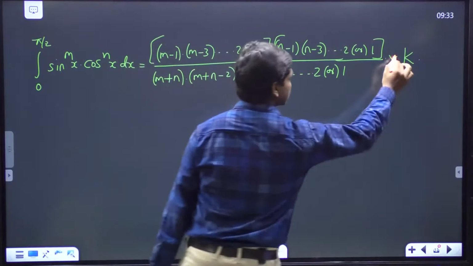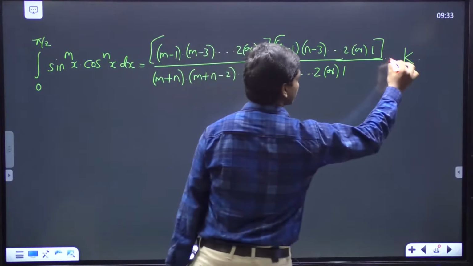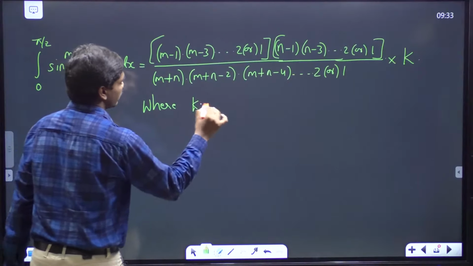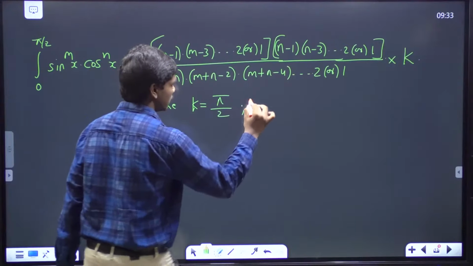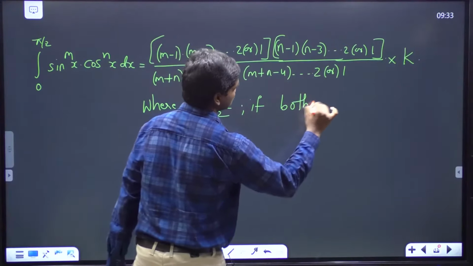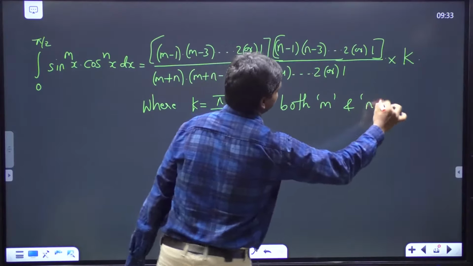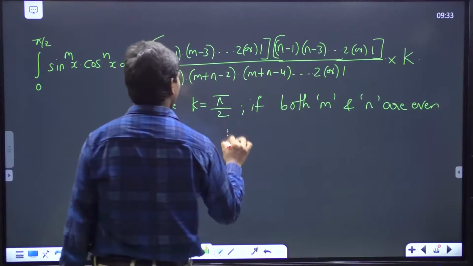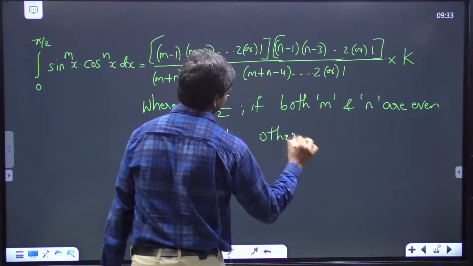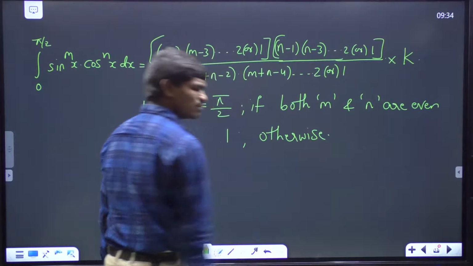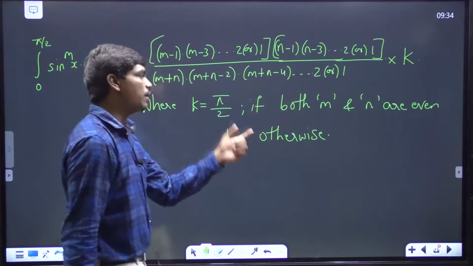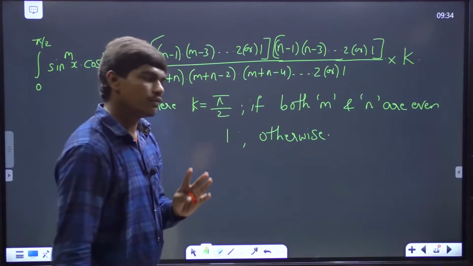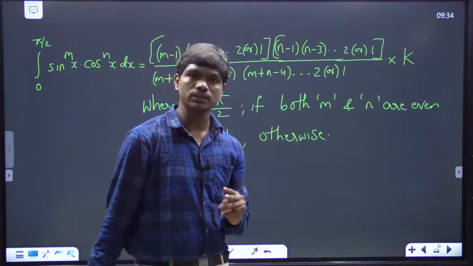Okay, let me write this with a proper sign, into k, where k is equal to pi by 2 if both m and n are even. If both m and n are even, pi by 2; 1 otherwise, in the sense that if m is even and n is odd, or if both are odd, in those cases the value of k is 1, but if both are even, the value of k is pi by 2. This property I have already given you when I was teaching the introduction of definite integrals, in the properties of definite integrals.